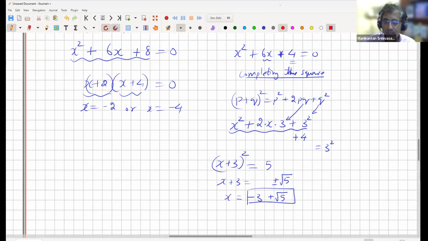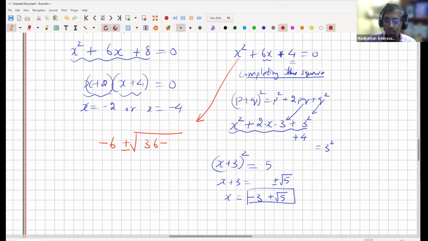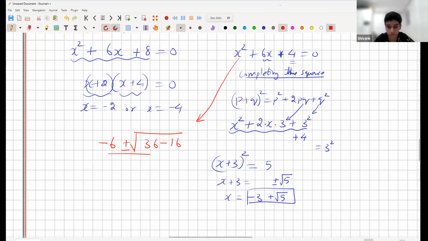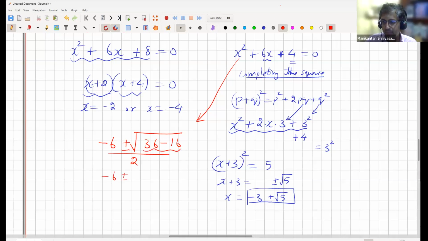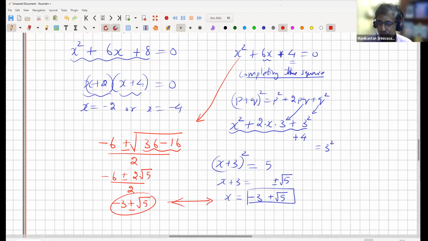Let's check that. The quadratic formula, as we know, is minus b plus or minus root of b square minus 4ac, whole by 2a. Shivank, you remember the quadratic formula, right? Let's check if we get the same answer. Minus 6 plus or minus root 20. 20 is 4 times 5, so root 4 can come out as a 2. I can cancel off the 2 to give minus 3 plus or minus root 5. So the quadratic formula is also telling you the same result.